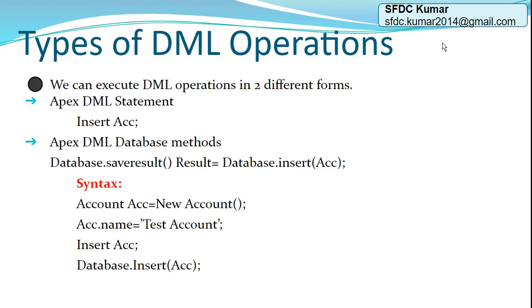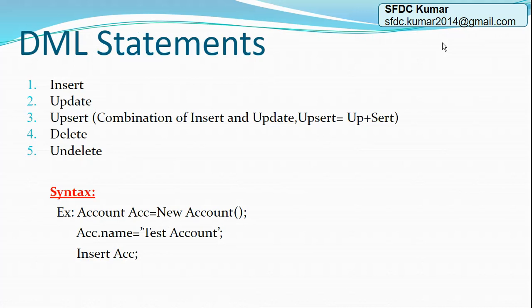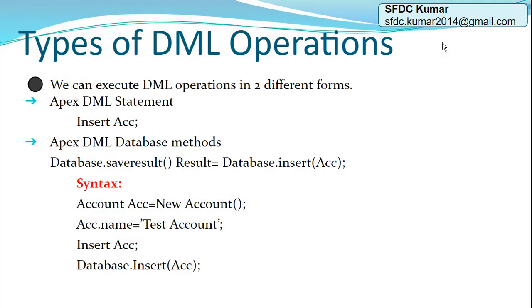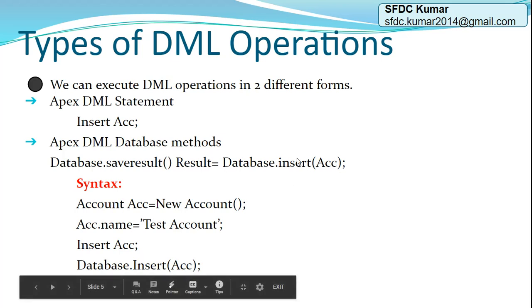So mainly, here we have two types. One is the standard format, like we have the insert acc. And the second one is database dot insert. This is the return type we are going to store. Here with database dot insert, we can directly give the insert in between like this.